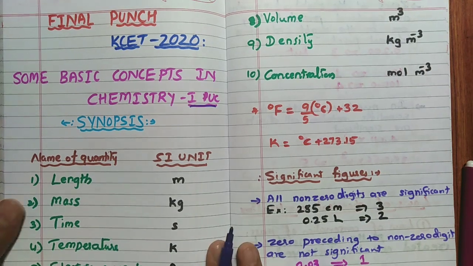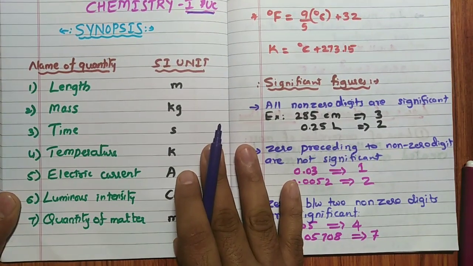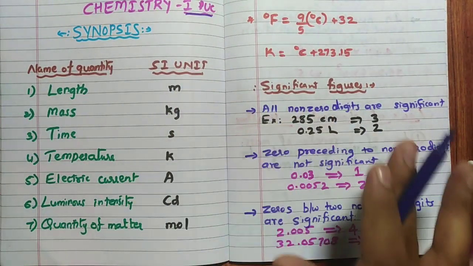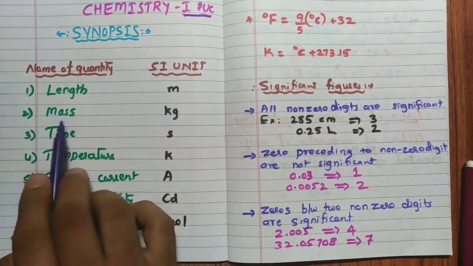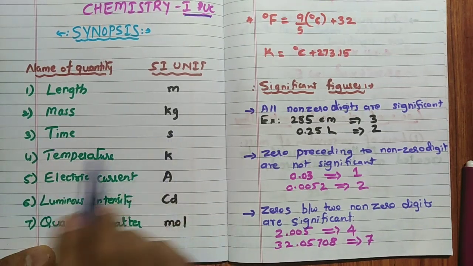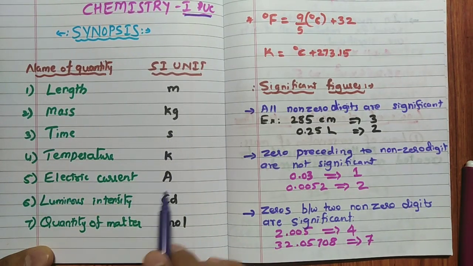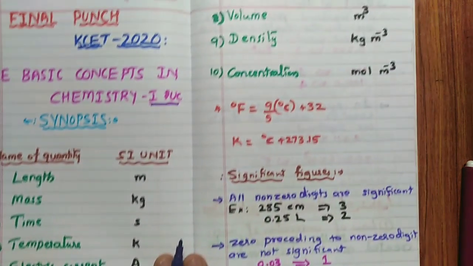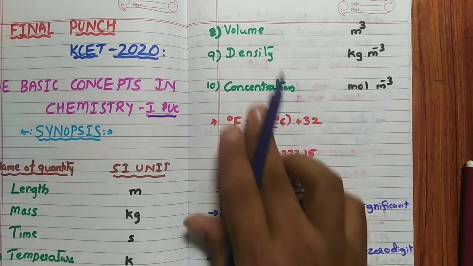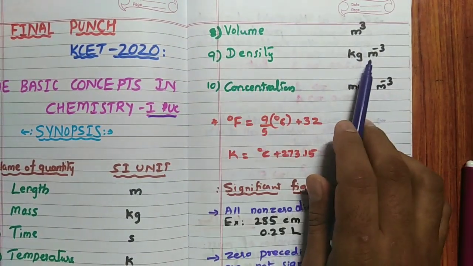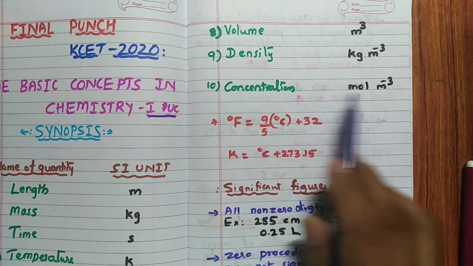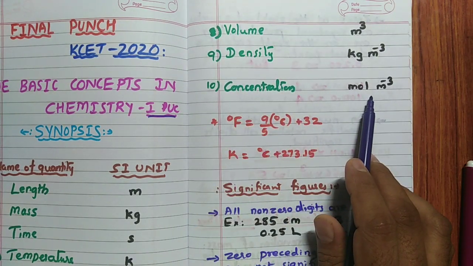First, SI units. Remember the name of the quantity and the SI unit I have written. It's just a revision, remember that. Length, meter; mass, kg; time, second; temperature, Kelvin; electric current, ampere; luminous intensity, candela; quantity of matter, mole. Then volume is meter cube, density is kg per meter cube, because density is nothing but mass by volume. Concentration is mole per meter cube.